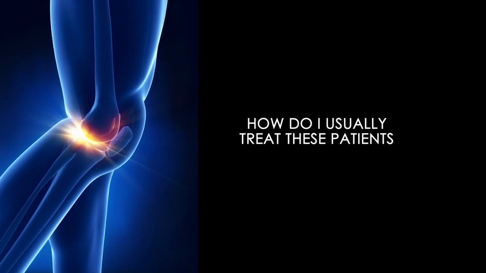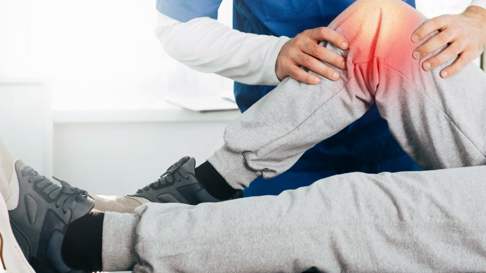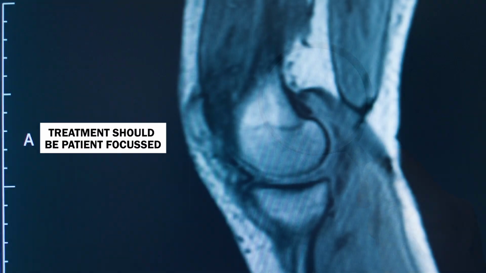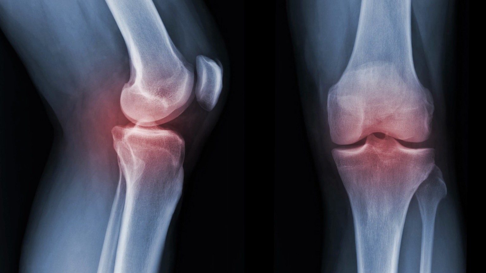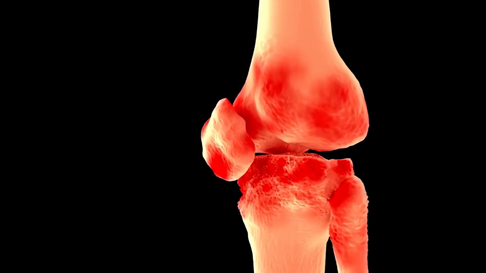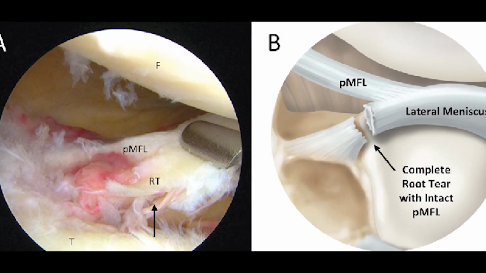So how do I usually treat these patients? The first thing I do is a proper clinical exam to find out if the pain is coming from the meniscal tear or if that tear was an incidental finding. It's all about treating the patient and not the MRI. So next I get an X-ray to rule out knee arthritis. If the patient has arthritis, then the treatment is focused on arthritis rather than the meniscus, unless this person has a root tear of the meniscus.